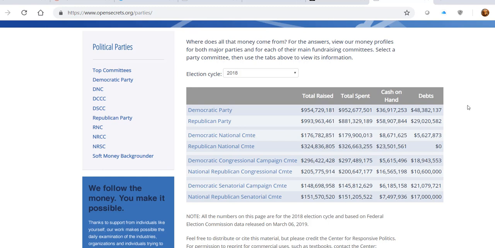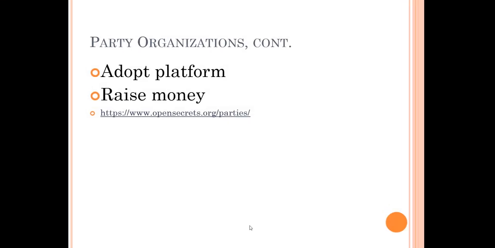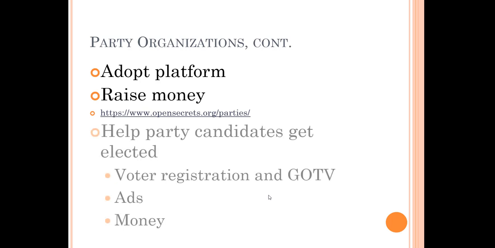The Democratic and Republican parties don't actually run the campaigns of people running for office, but they can help those candidates by raising money and then using that money in various ways to help the people who are running for office. They help party candidates get elected in a bunch of different ways. They can use some of their money to do voter registration drives. They can do what we call get out the vote efforts, which might be contacting voters, reminding people that there's an election, calling people on election day and encouraging them to get out and vote.